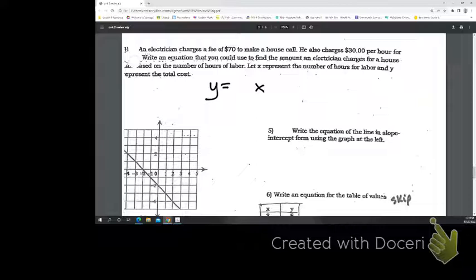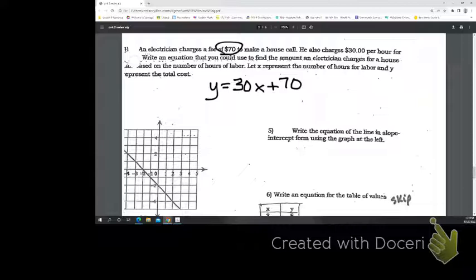So if x represents the hours, then 30 per hour, 30 is my slope. And the $70 is what the guy is charging one time. Now, sometimes people ask, what if I wrote 70 plus 30x? If you wrote 70 plus 30x, you would get the same answer, and it's an equation, but it would not be in slope-intercept form. So please put it in slope-intercept form so that it looks like all the others.